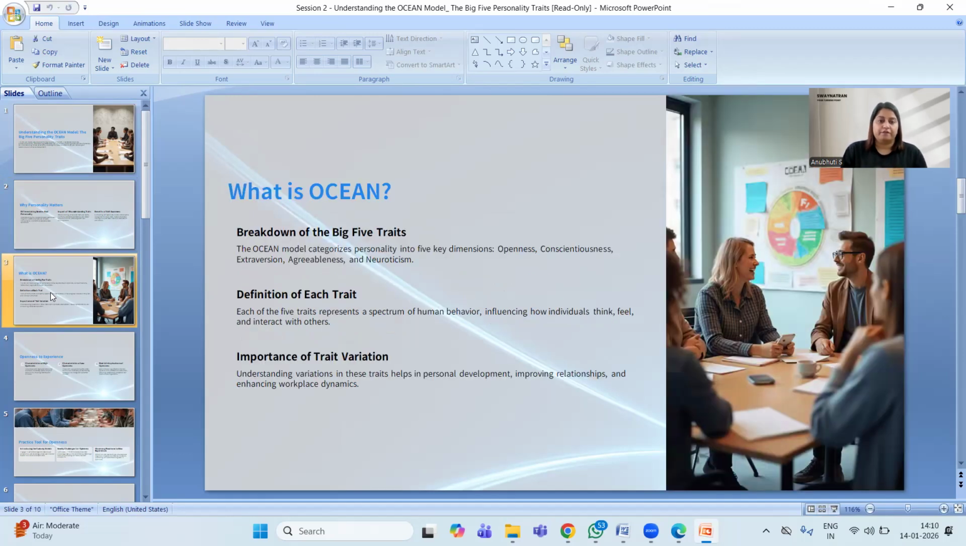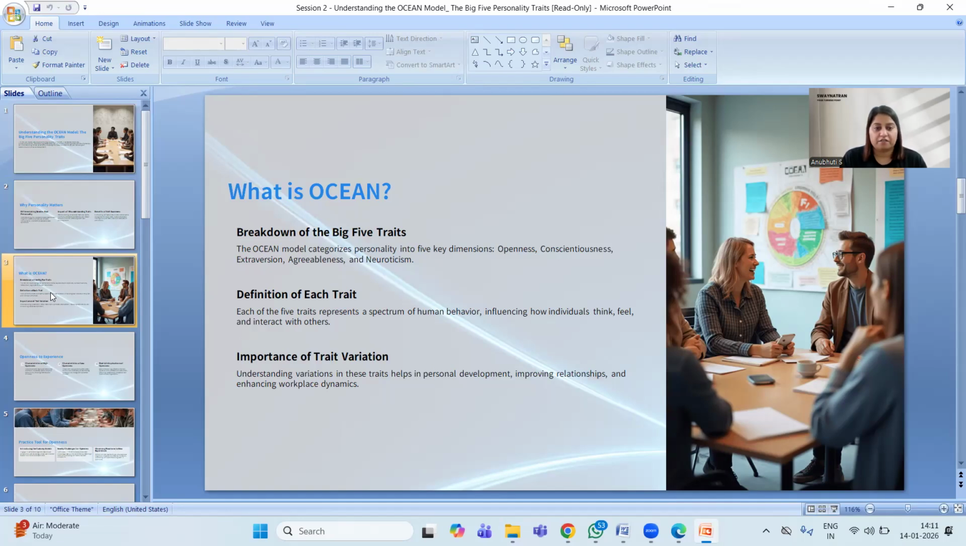Now, what is OCEAN? Let's break down these five big traits. The OCEAN model categorizes personality into five key dimensions, which I already said are openness, conscientiousness, extraversion, agreeableness, and neuroticism.